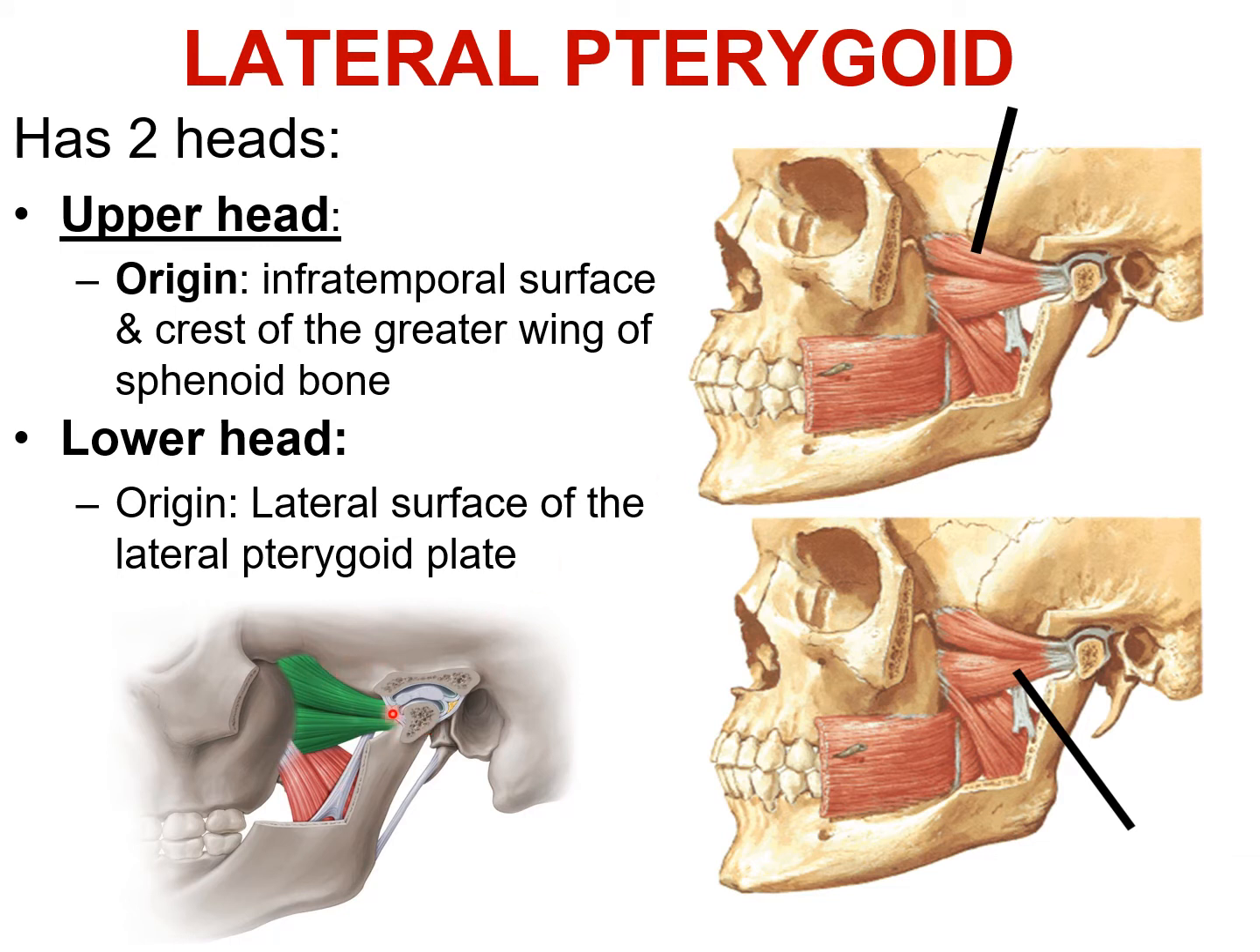This lateral pterygoid has two heads of origin, the upper head and the lower head. The upper head, if we see, is arising from the infratemporal surface and the crest of greater wing of sphenoid, whereas the lower head is arising from the lateral surface of lateral pterygoid plate.